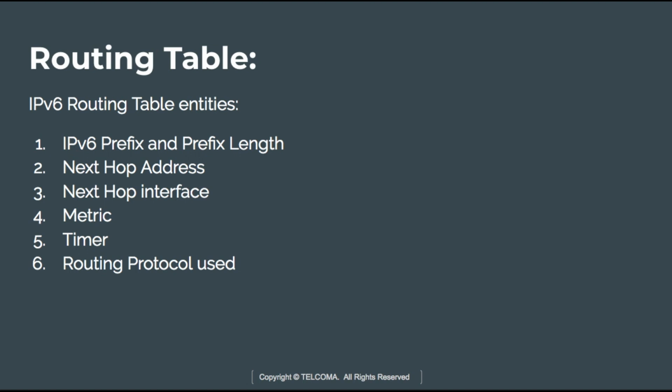After that, there is a timer that gives the amount of time since the information in the routing table was last updated. So this will show at which time the information in the routing table was updated. And the last one, routing protocol used. It will give the information about which routing protocol we are using, like RIPng, OSPFv3 or BGP.